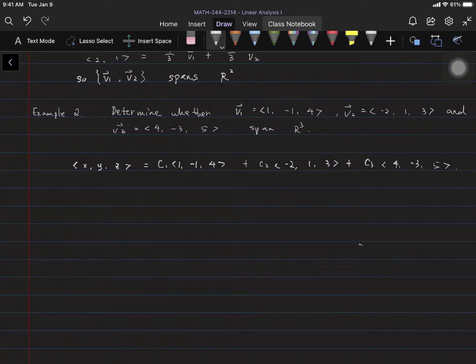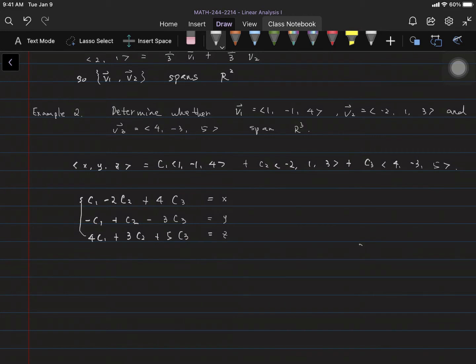And from here, we can set up 3 equations. Because we already did this in the first example, I'm going to write it a little bit in an easy way. So with this, the first equation equals x, the second equation equals y, the third equation equals z. On the left side, you can see the first component should be c1 minus 2c2 plus 4c3, right? Then we look at the second component. The second component gives us the second equation, which is negative c1 plus c2 minus 3c3. And the third equation comes from the third component, 4c1 plus 3c2 plus 5c3.